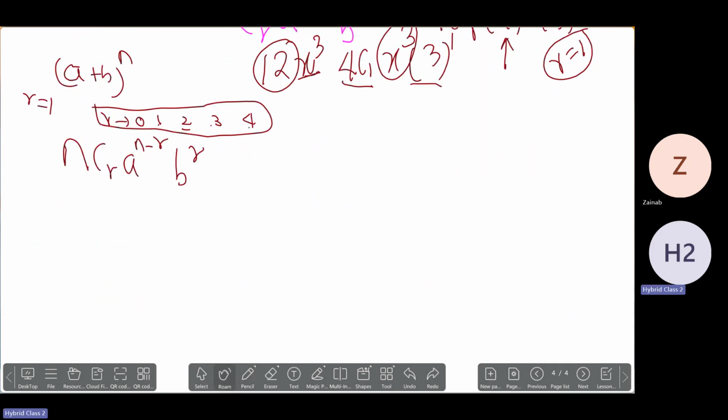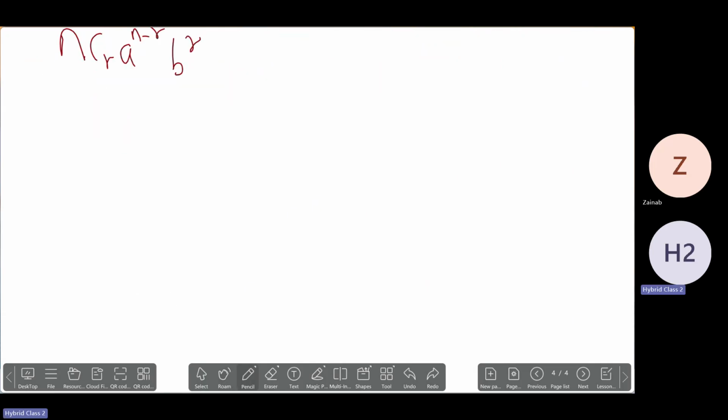So one more question I'll do. We have to identify the coefficient of x cube in (1 plus x) whole power 5. Now you tell me, what is n? 5. r value takes 0, 1, 2, 3, 4, 5. So these many numbers can be taken by r.